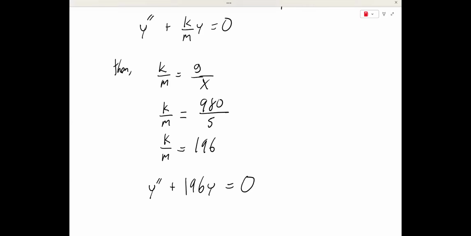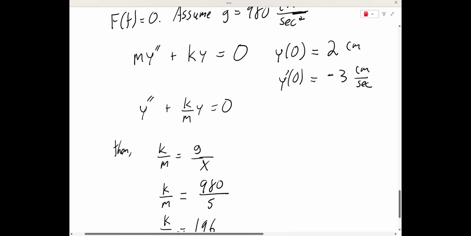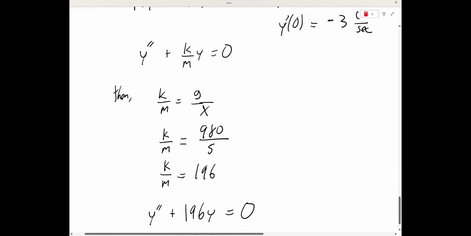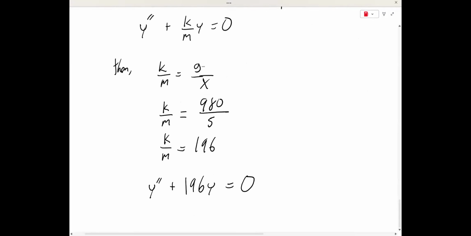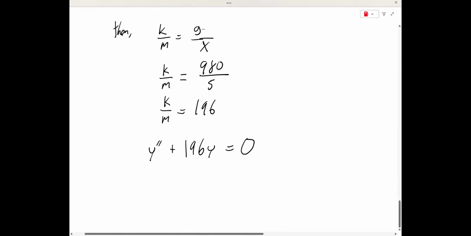I was just trying to think what would happen if there was no gravity. If g were 0, how would that work out? But I should say that for another time. If g were 0, well, there'd be no displacement. Then it'd be 0 over 0, right? Because if there's no gravity, it wouldn't displace it at all. So that wouldn't make sense there. But anyhow, you get y double prime plus 196y equals 0.